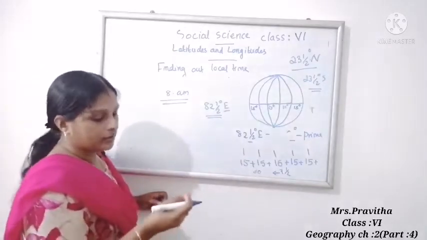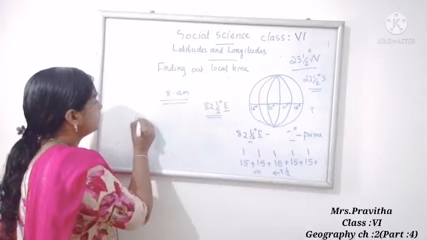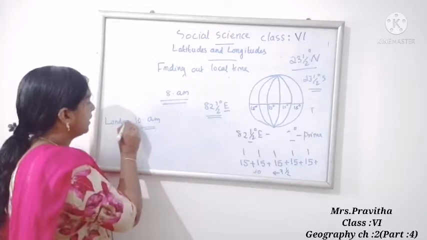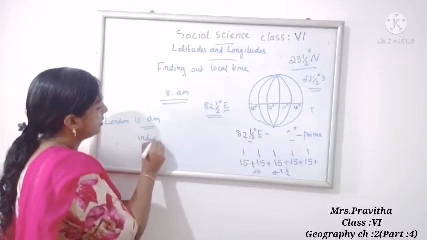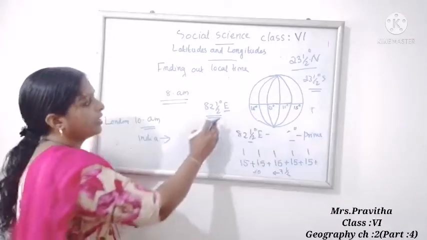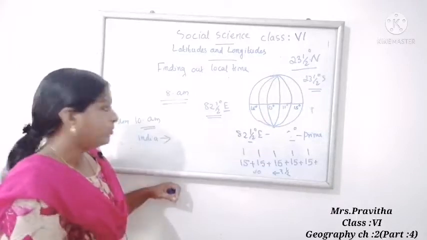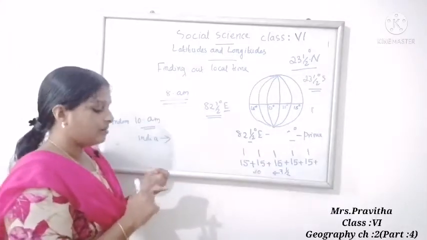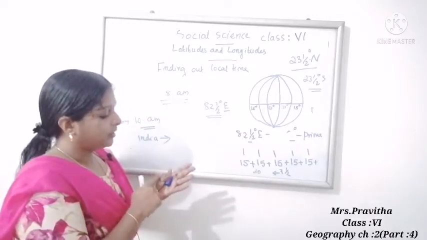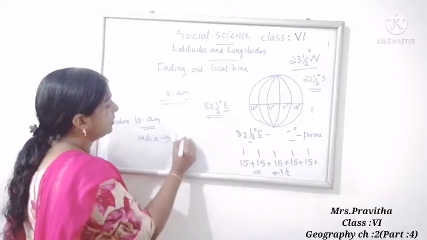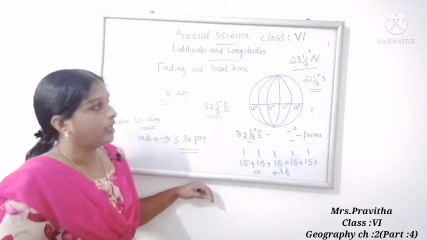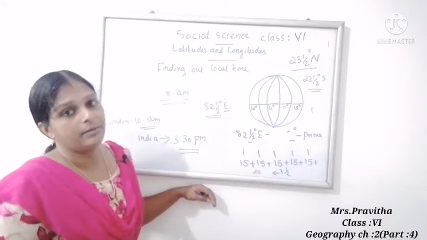Okay, time in London is 10 a.m. What about time in India? What we want to do? We want to add 5 hours and 30 minutes. So we are in the east, so we want to add. Then 10 a.m., 11 a.m., then 12 o'clock, 1 o'clock, 2, then 3.5. Okay, 3:30 p.m. In India it will be 3:30 p.m. So this is the difference between Indian time and London time.